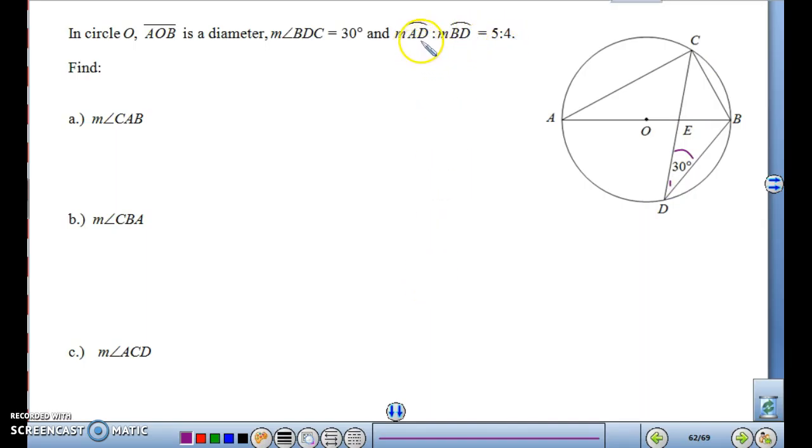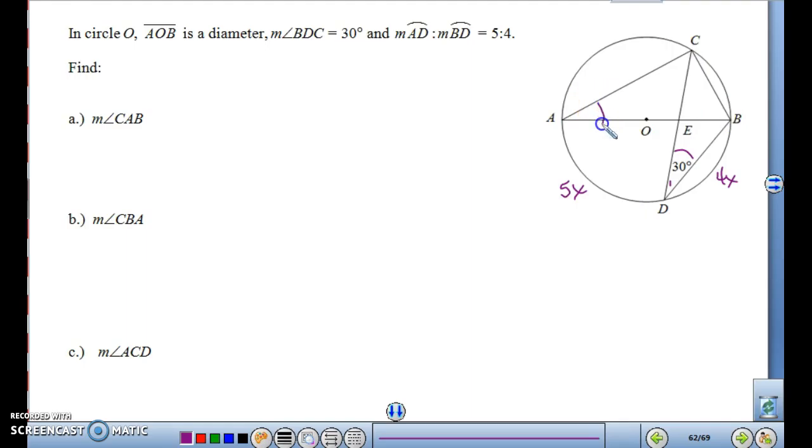All right, so that means they're in the ratio of 5 to 4. There's some multiple of 5 and 4. So AD, this arc right here, is 5x. And BD would be 4x. It's some multiple of that. All right, now we want to find the measure of angle CAB.